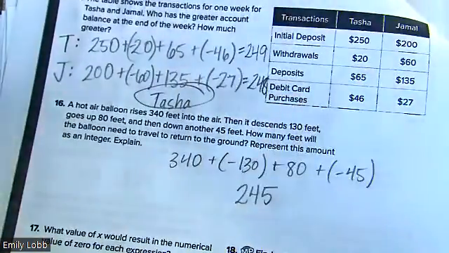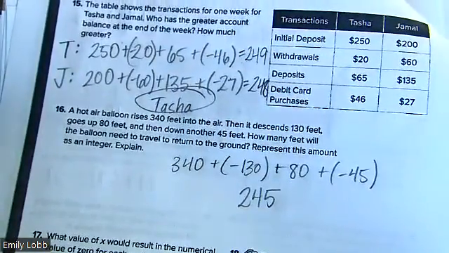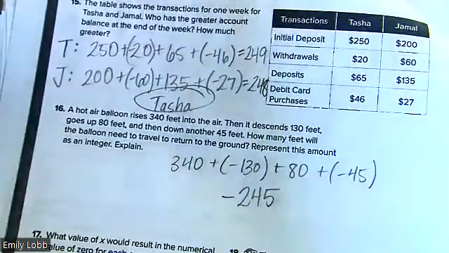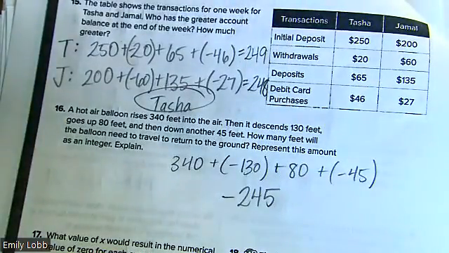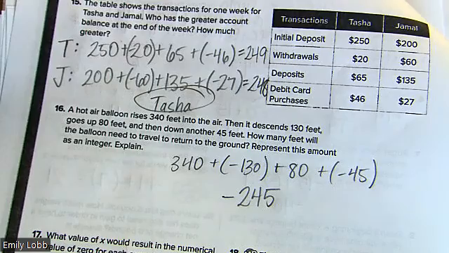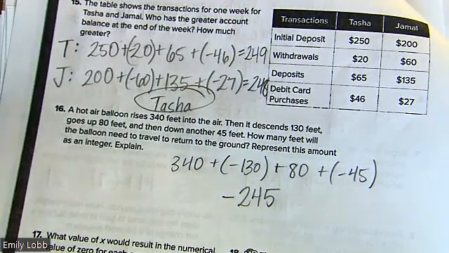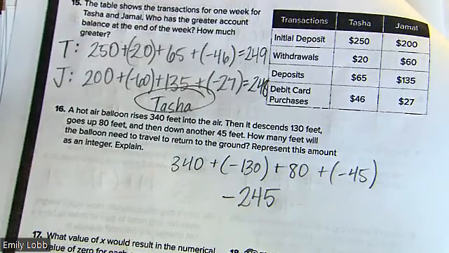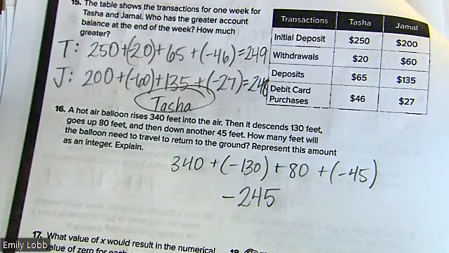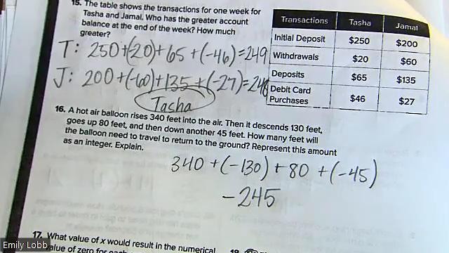And which way does it need to go to travel to the ground? Down. Okay, so that's how I represent it, because it has to travel down 245. Does that make sense? Even though our answer was positive, because it needs to travel in a negative direction. Yes. Negative.